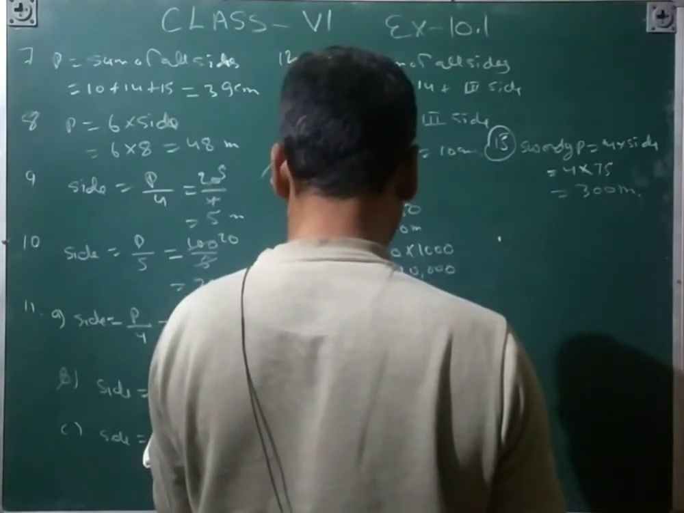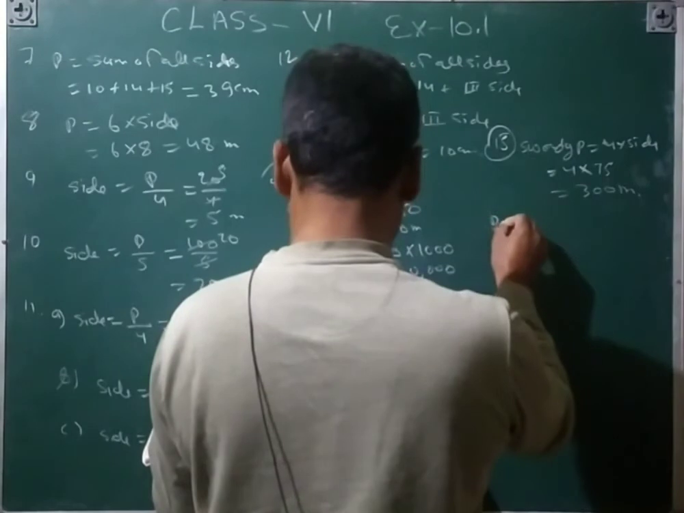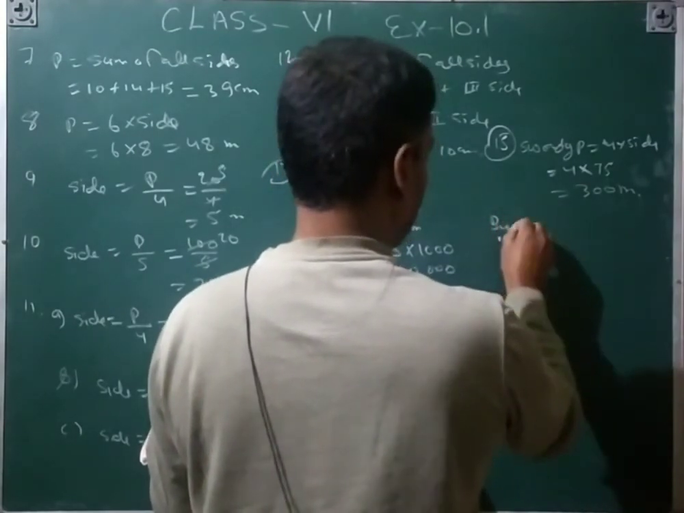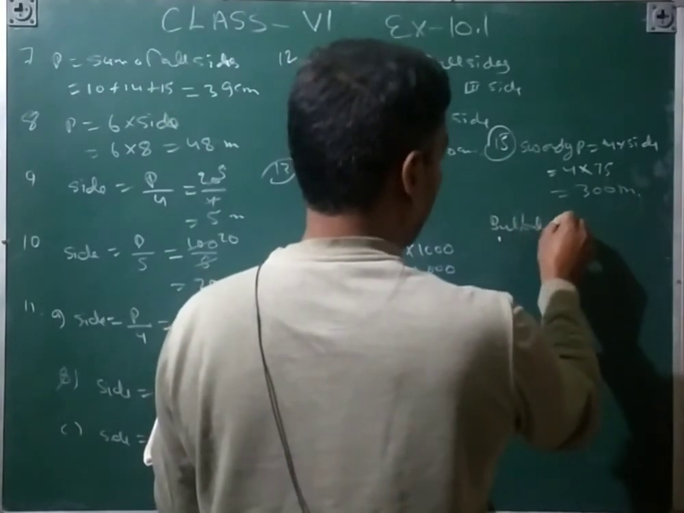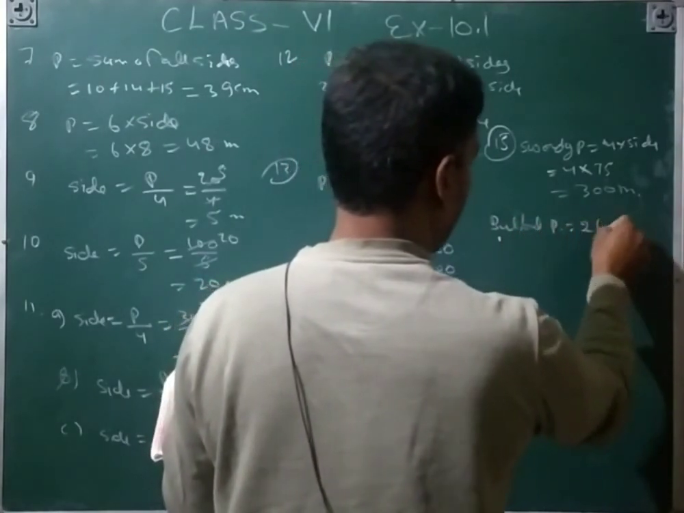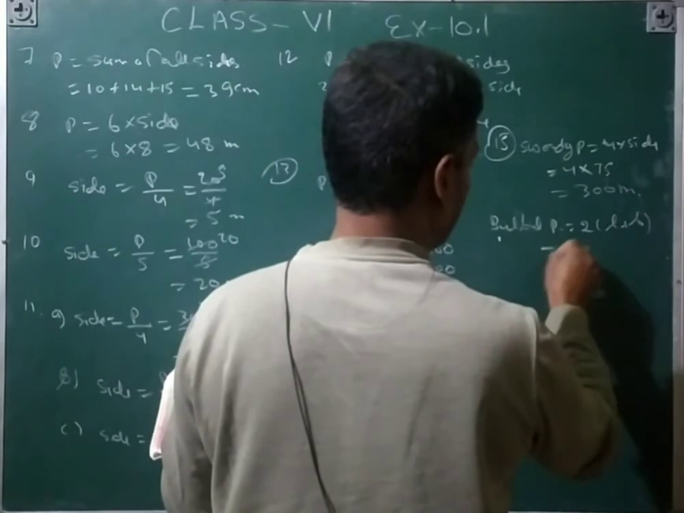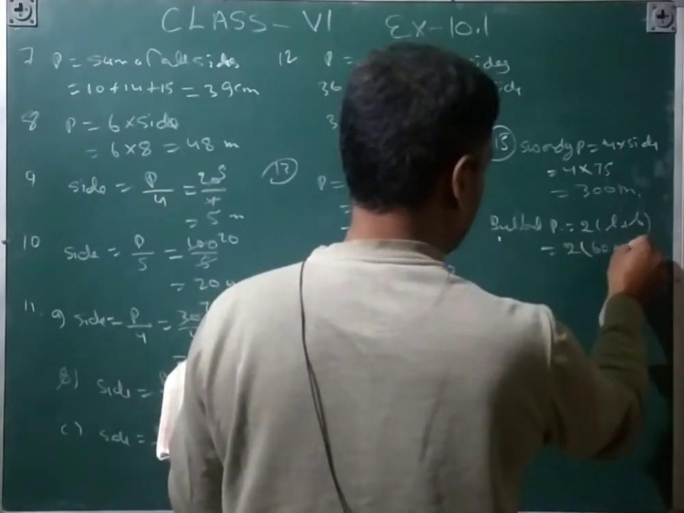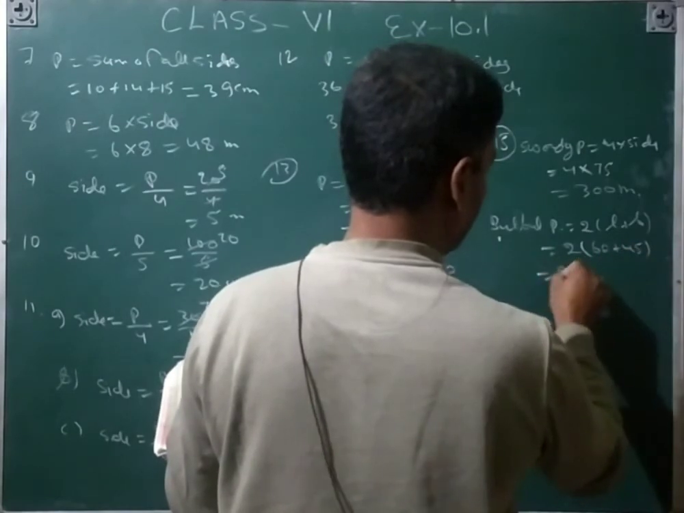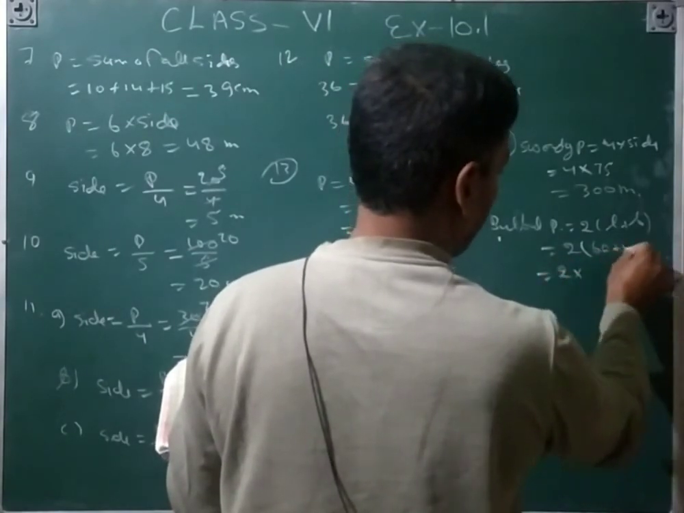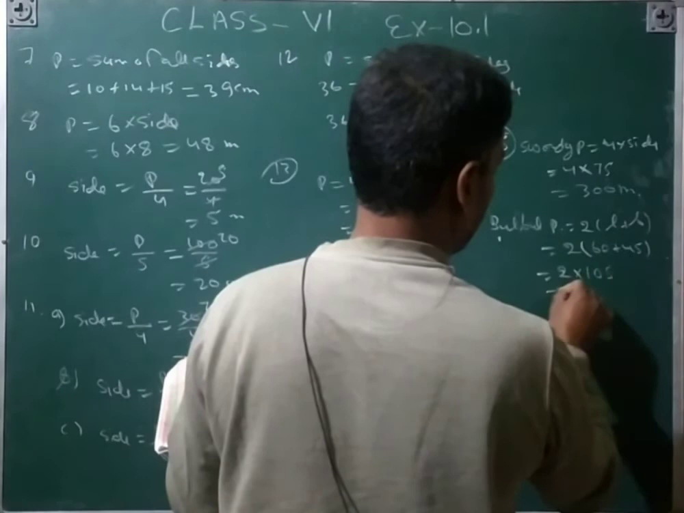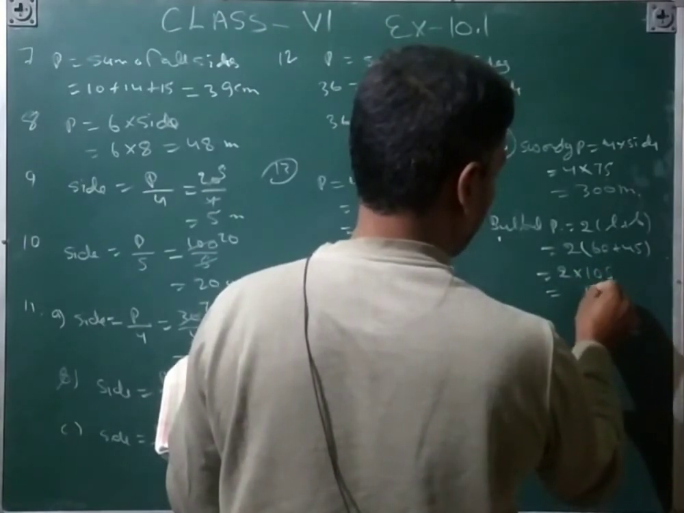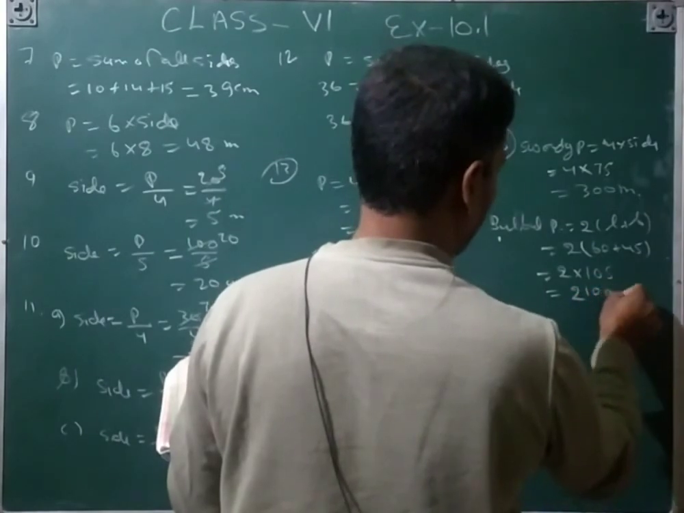And then Bulbul runs around a rectangular park, length and breadth given. So Bulbul's perimeter is equal to 2 bracket L plus B. So 2 bracket 60 plus 45. That is 2 into 105, which is equal to 210 meter.